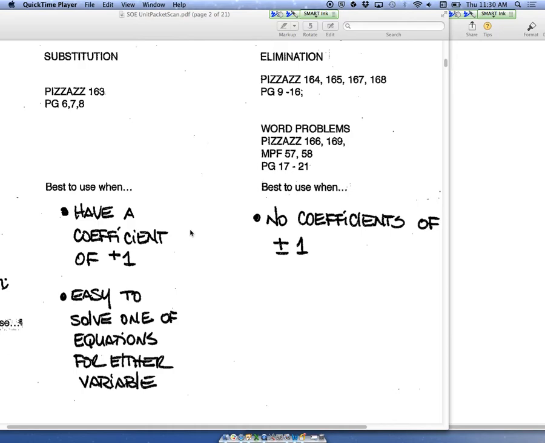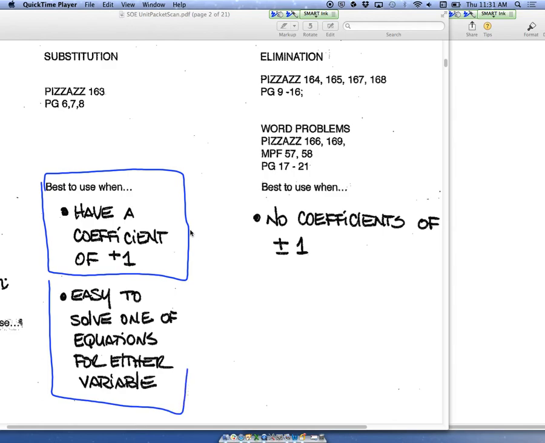The substitution method is best to use when in the system of equations you have a variable with a coefficient of +1. That's the easiest method to use. Or if one of the variables has a coefficient of +1 and it's easy to isolate that variable, then those would be the two best times to use substitution.